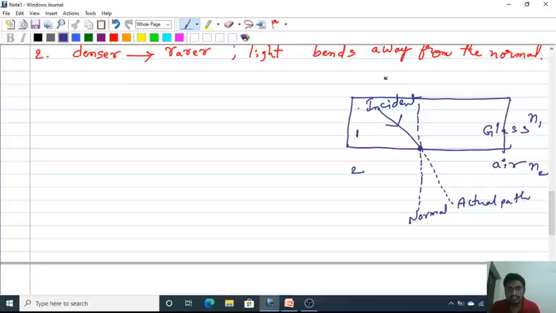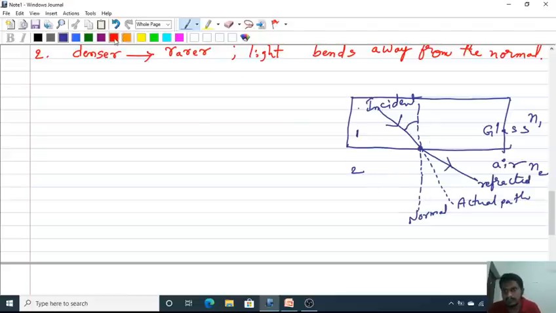So what happens when light travels from denser to rarer? It bends away from the normal. In the previous case it was bending towards the normal. No, it bends away from the normal. No, it is the refracted ray. So what is this?